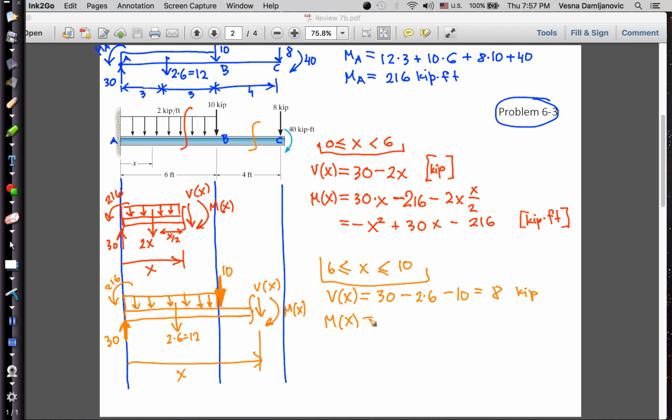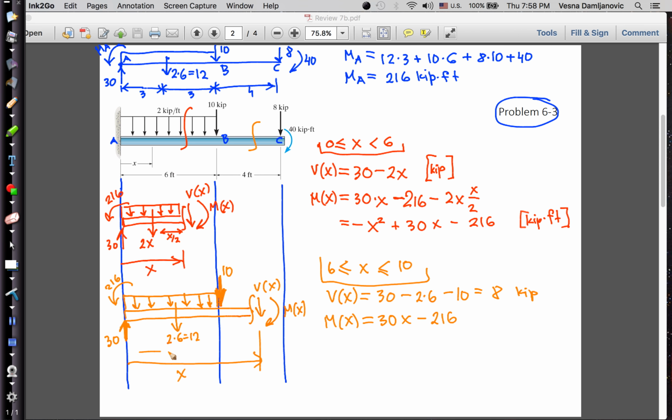That's the last remaining thing, and that's equal to what? Again, we have 30 times the arm, which is x. Notice it's the same as here. So it's 30x. What's next? Minus 216. Same thing, minus 216. Here we had the 2x times x over half. But now we don't have an x. We just have a 2 times 6, which is 12. We already calculated that. But now we have to find the distance of that with respect to the cross section. And that's going to be equal to what? It's this distance here. It's equal to x minus the location of that force, which is 3, right?